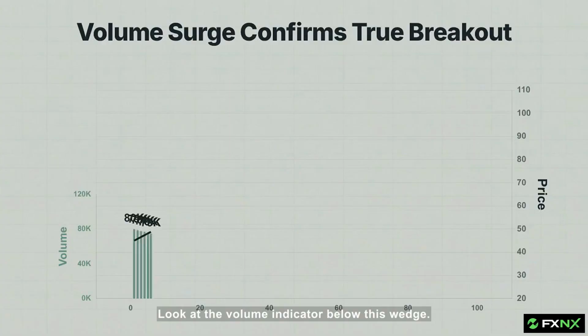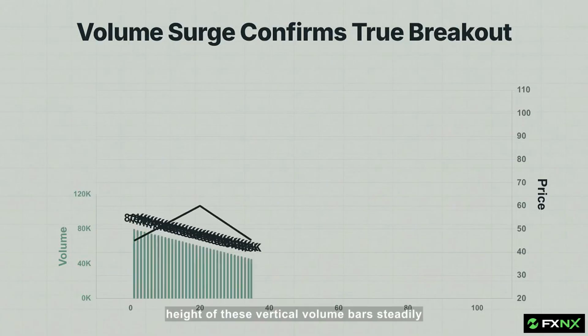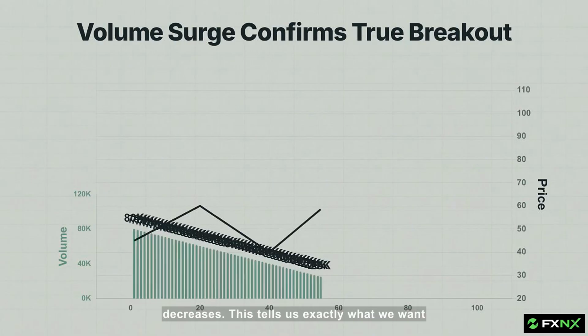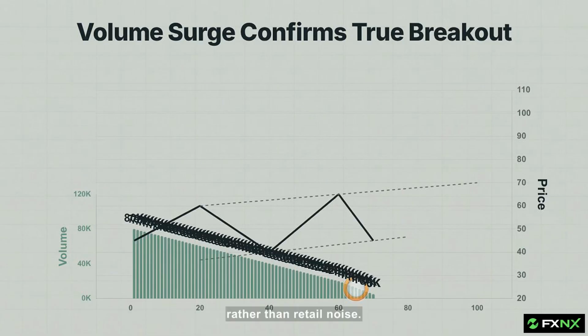Look at the volume indicator below this wedge. As the price compresses toward the apex, the height of these vertical volume bars steadily decreases. This tells us exactly what we want to see. Market conviction is fading, and the current move is running on empty. When the true breakout finally happens, it must be accompanied by a massive surge in volume. This sudden spike confirms that heavy, institutional money is actually driving the move, rather than retail noise.